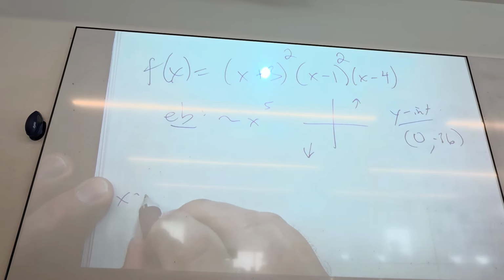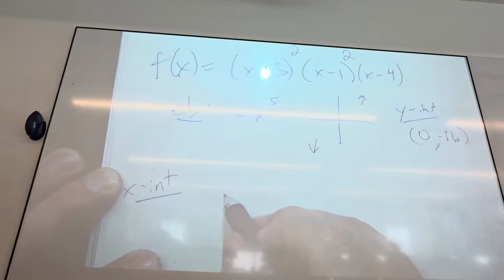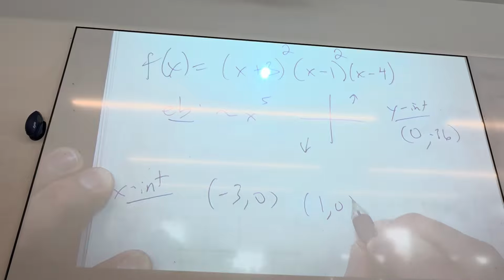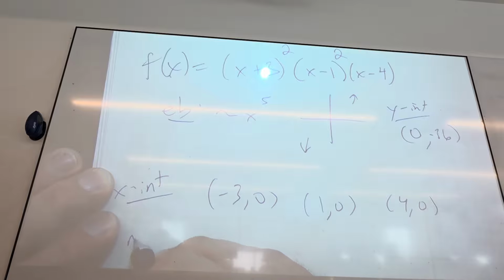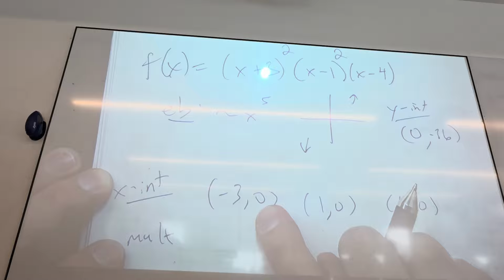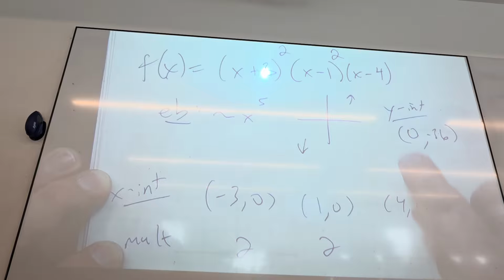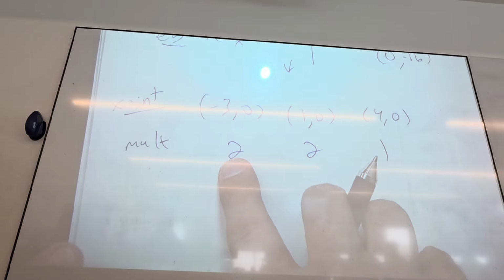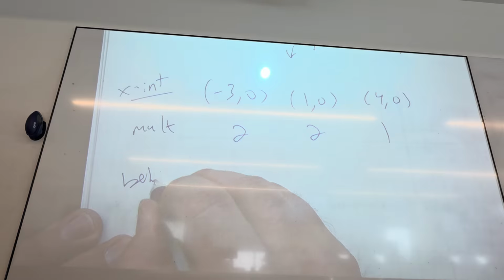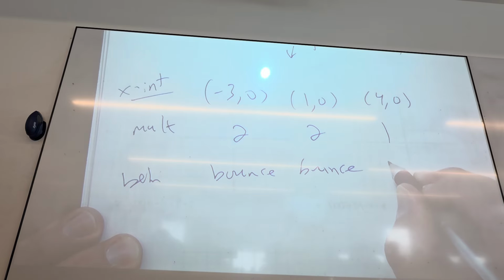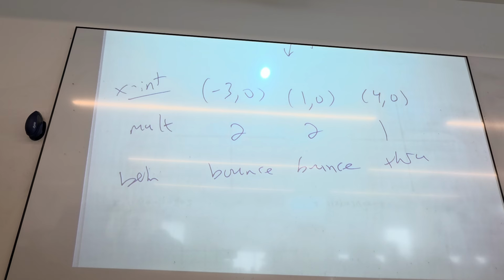What are my x-intercepts, or roots, or zeros, or whatever other word? Negative 3, 0. 1, 0. 4, 0. What's the multiplicity of this one? 2, because it shows up twice. This one? 1. And all that really matters is even, even, odd. What does it do if it's even like this one? Bounce. Yeah, bounces. So this one bounces, and this one goes through.